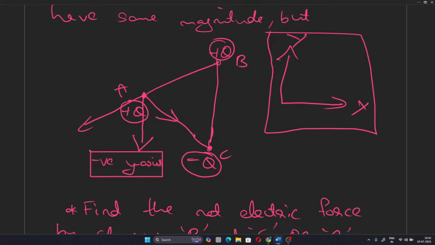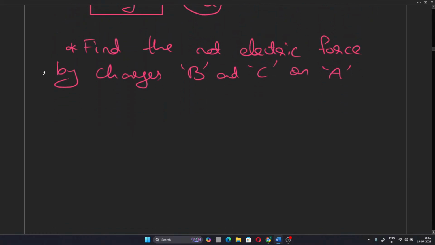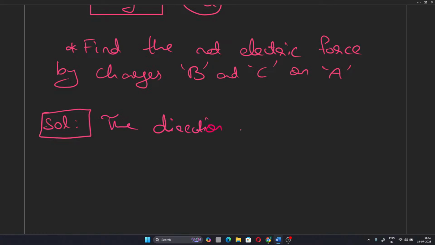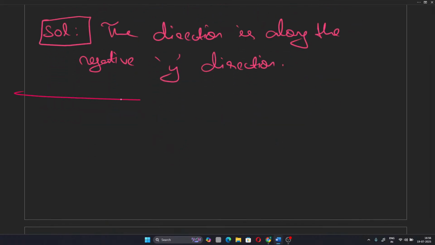Normally, when we ask the net force, we have to find the formula, but the options given are in the plus x direction, in the minus x direction, in the plus y direction, in the minus y direction. So the solution is, the direction is along the negative y direction. Okay, that was a very easy question. Now let's go to the next question.